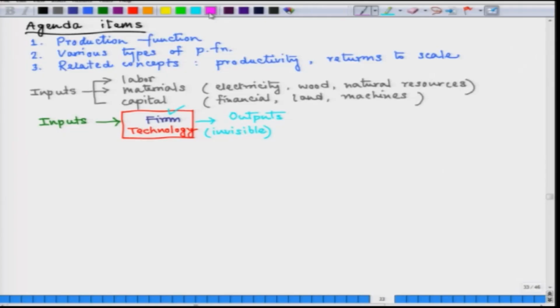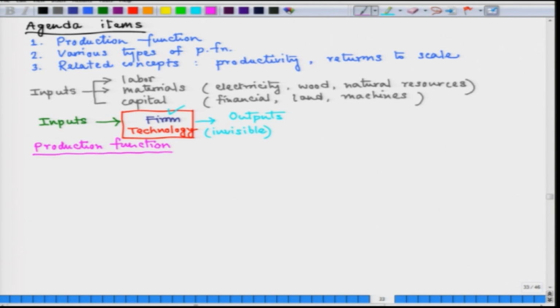So we will now start with the concept of production function. What is production function? Production function is a technical relationship between inputs and outputs. So let us have a look at formal definition of production function. Production function basically manifests technology. Some people say that if we have fair idea about production function, the technology is embedded in that.